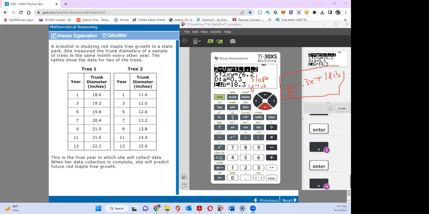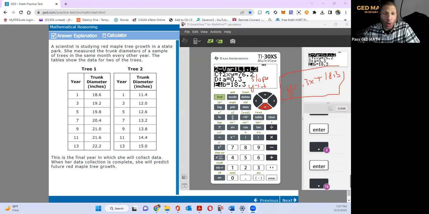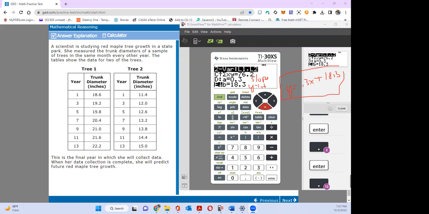Wow. Stop playing. I gotta get this data one down because I gotta get that one.